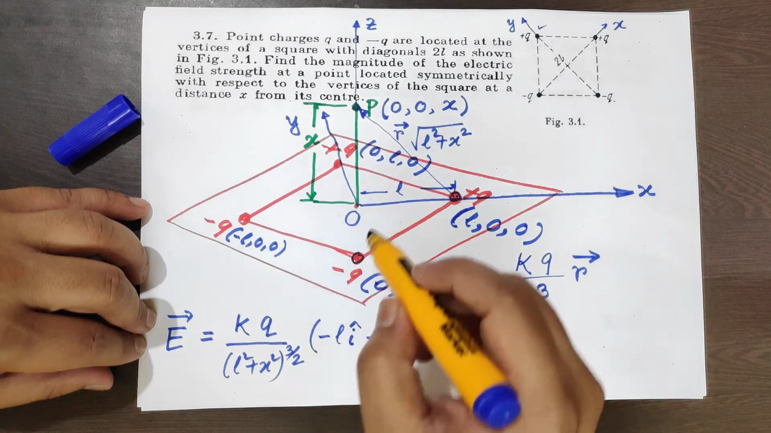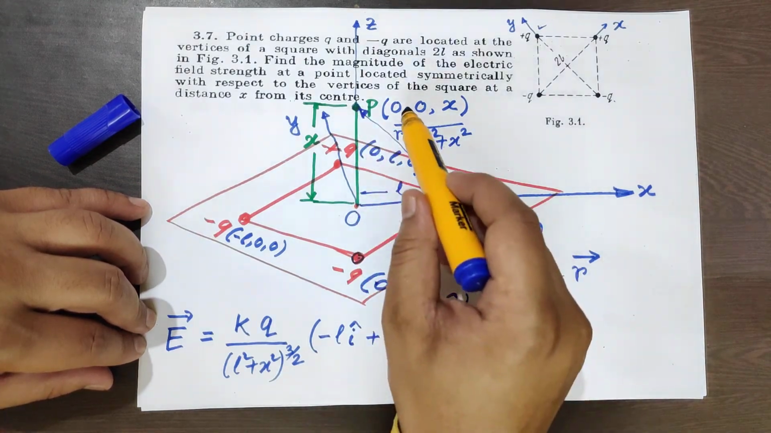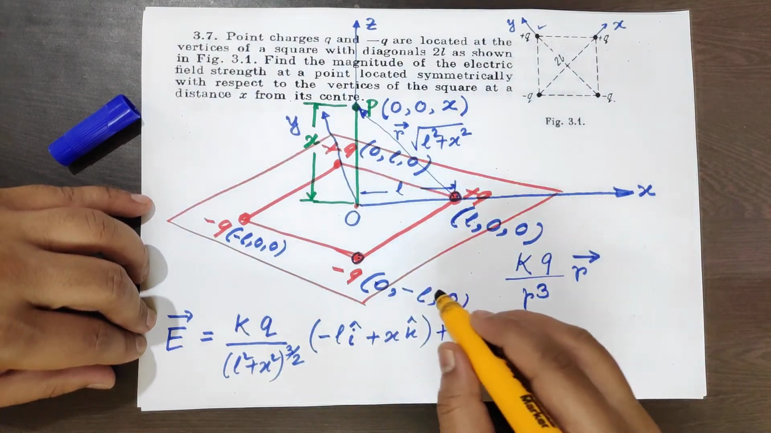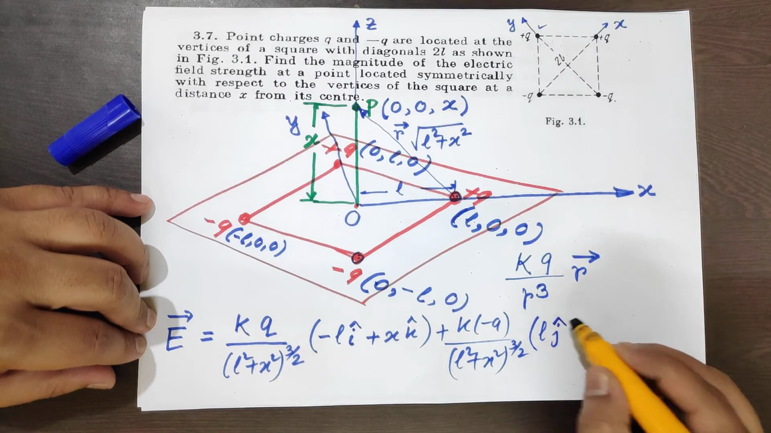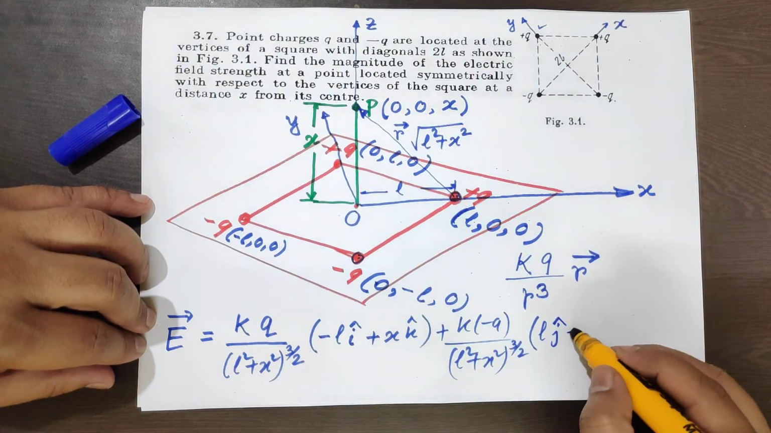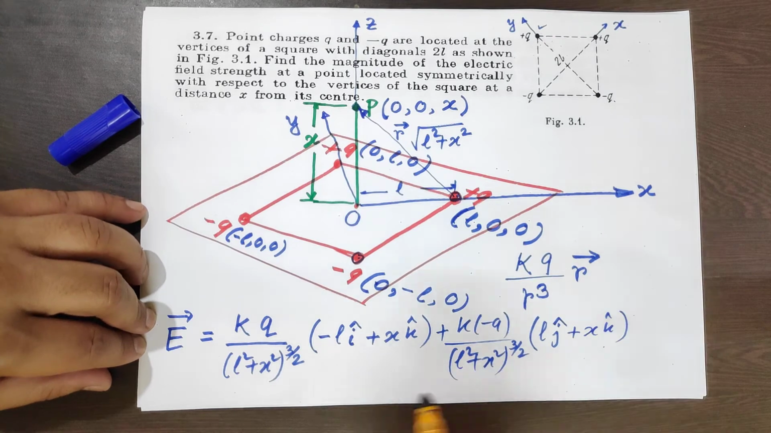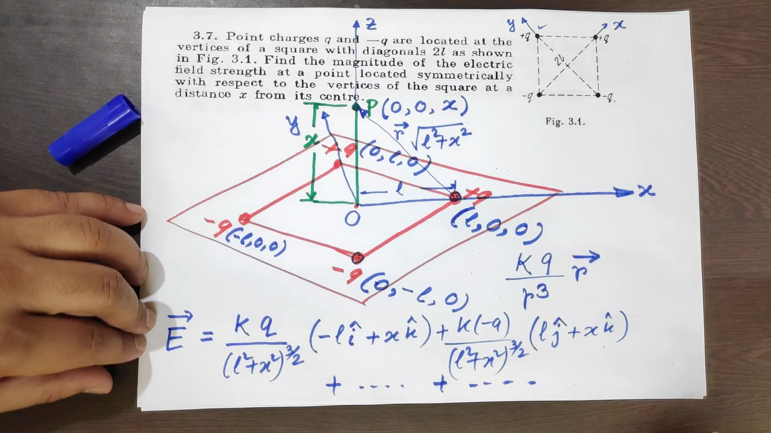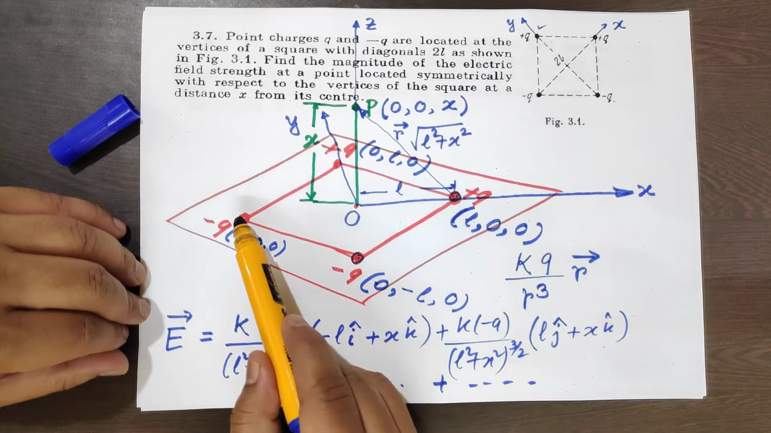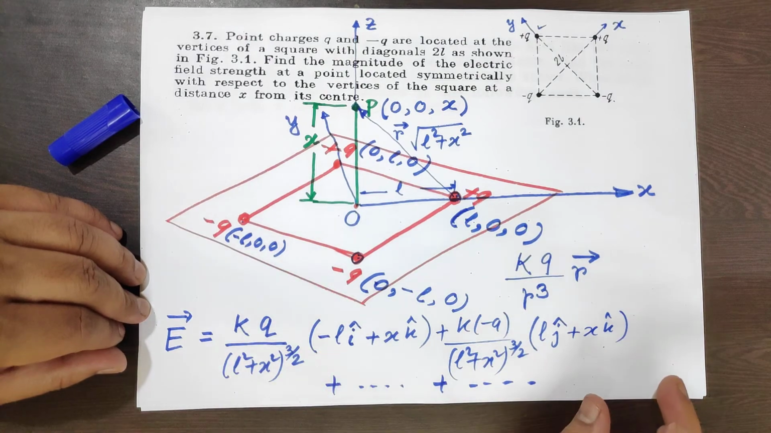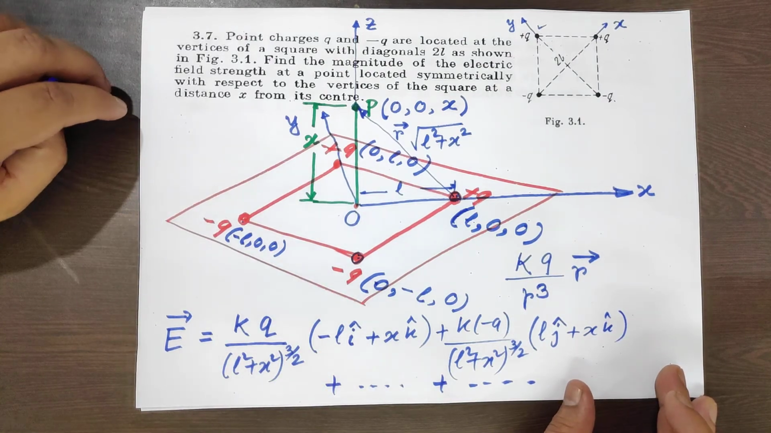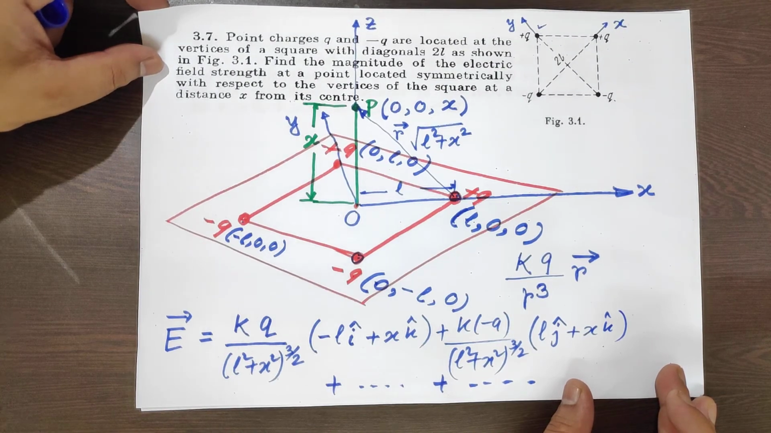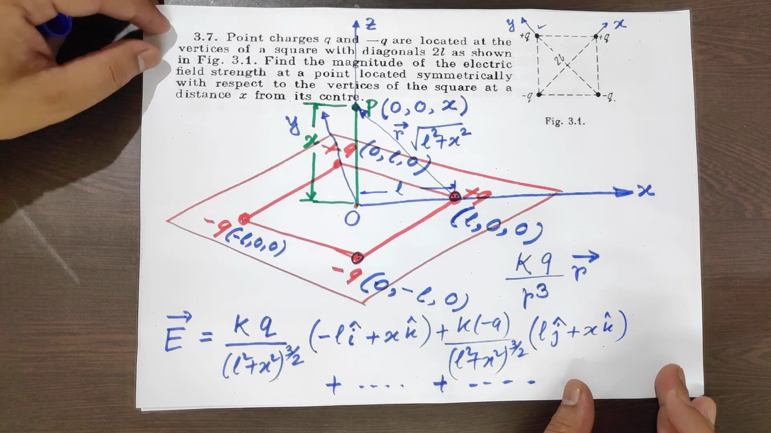Now let's write the vector joining this point to this point, subtracting the coordinates: 0 minus 0, so 0 into i, plus 0 minus minus L, so L j cap, plus x k cap. In this way you have to write two more terms for this charge and this charge, and you get the vector form of the field, and so you can calculate the magnitude. You can do it yourself. I have just shown you the way of doing it.